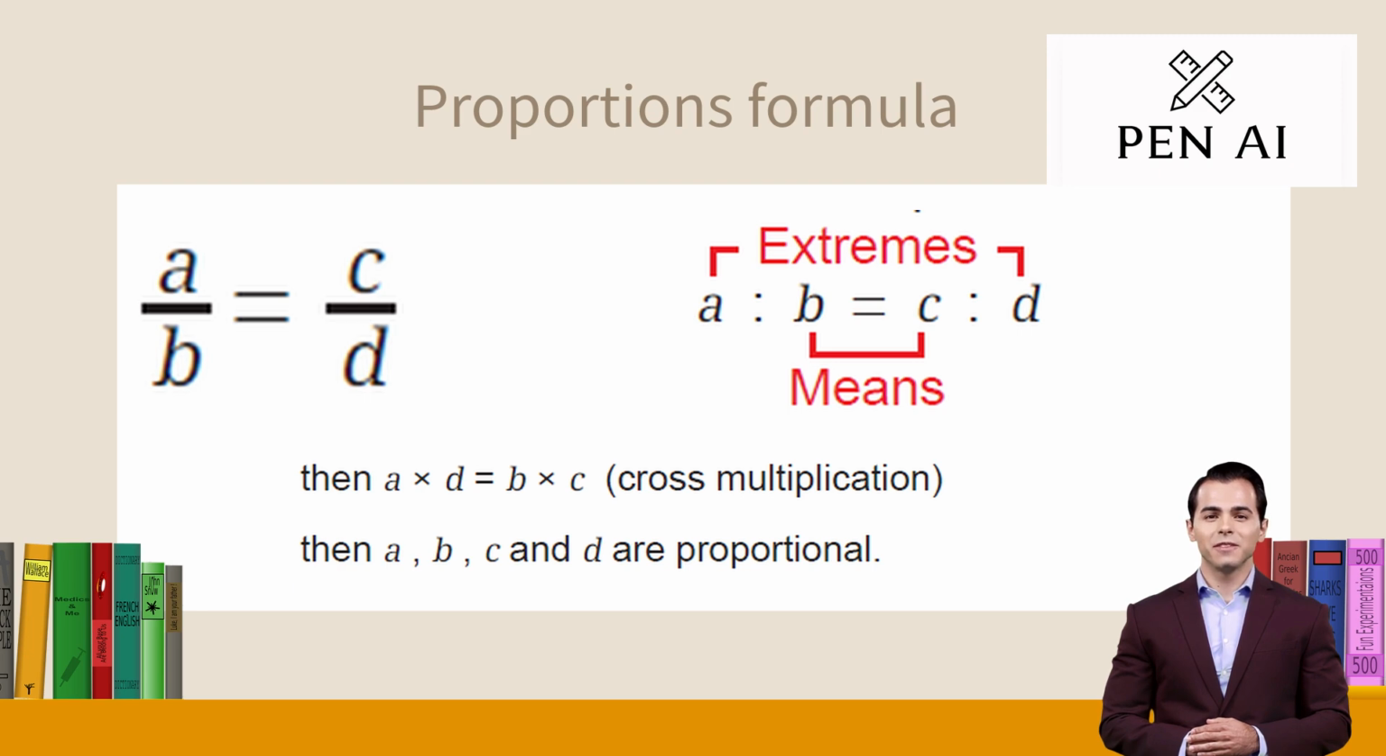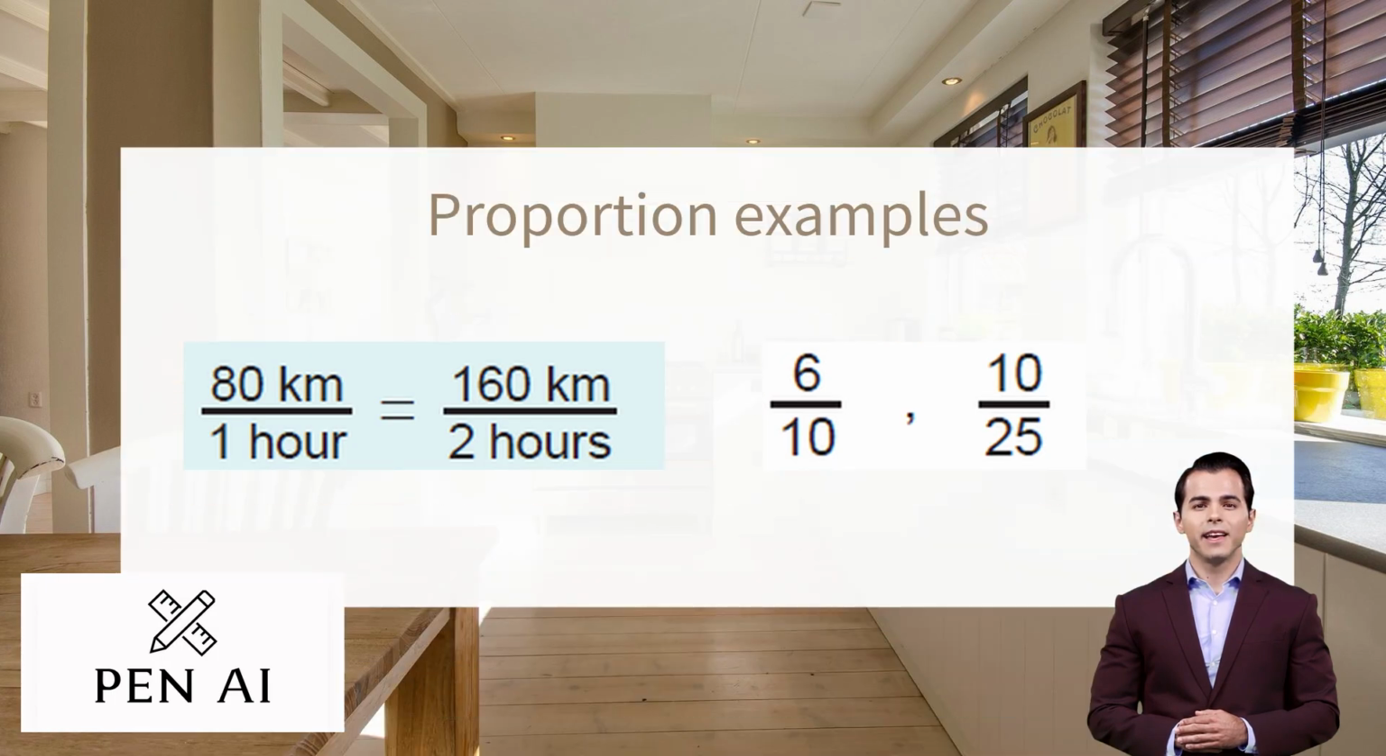If they are not equal, this is not a proportion. Example. If a car travels 80 km per 1 hour and travels 160 km per 2 hours, is this a proportion? Yes, because the product of the extremes equals the product of the means, which equals 160.